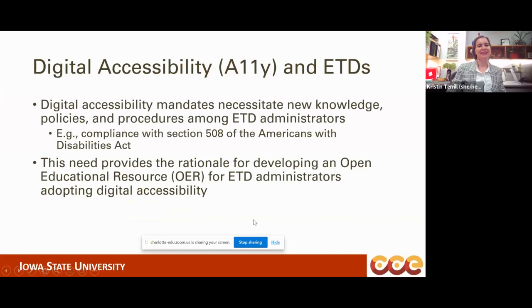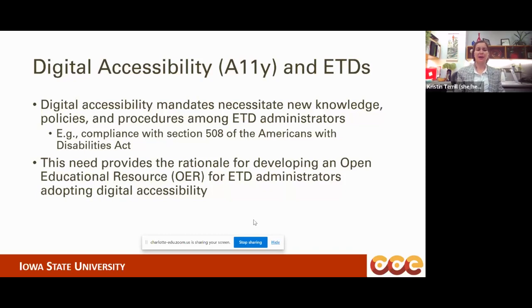Like Lily was saying, this presentation is all about what we at Iowa State are going to be doing relative to digital accessibility and our electronic theses and dissertations, and hopefully ways that we can document that so that others can see what we're doing and share those ideas. And that's what we're trying to source with our presentation today.